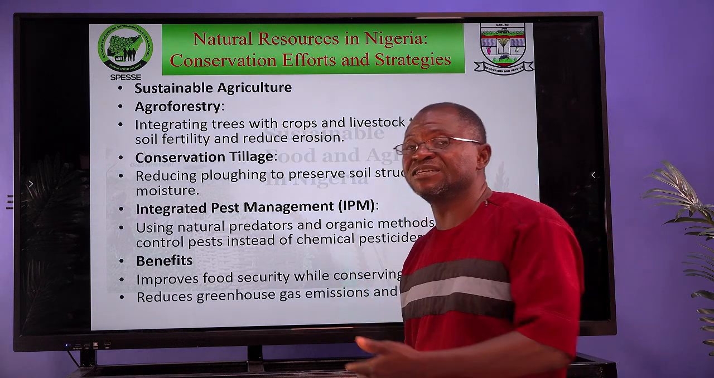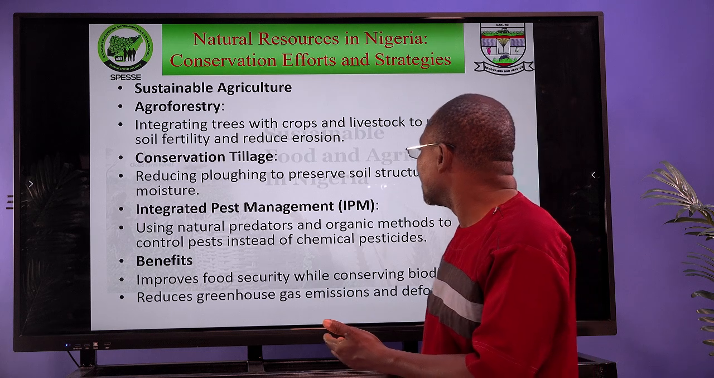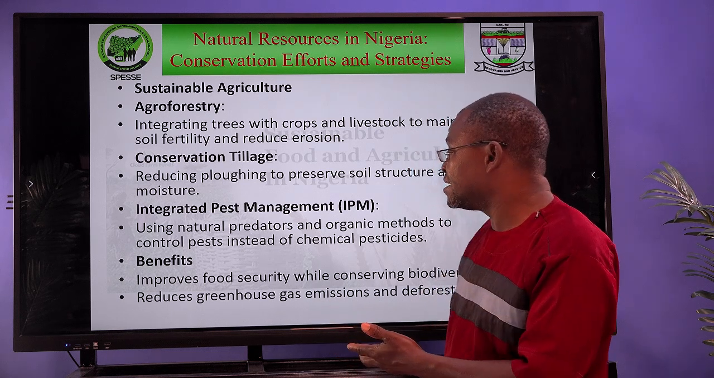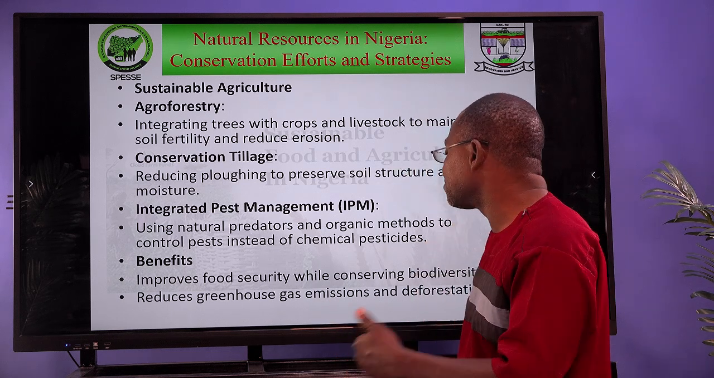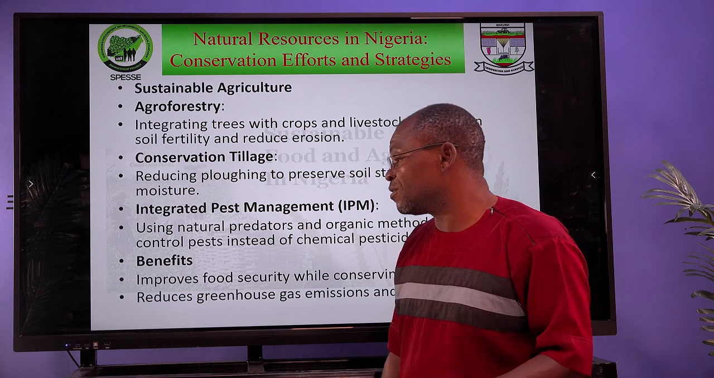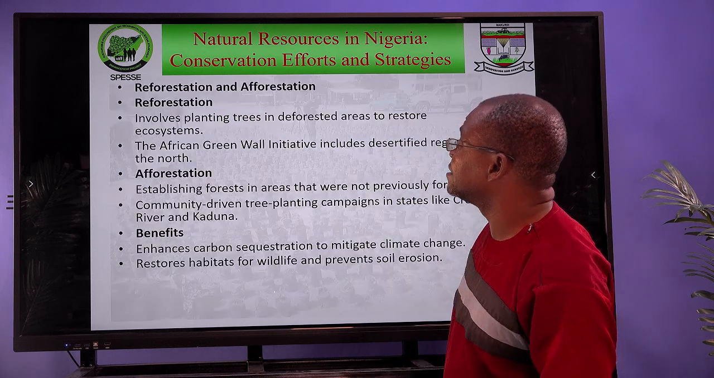Then natural resources management in Nigeria also encompasses sustainable agriculture, including agroforestry, conservation tillage, and integrated pest management that would limit the use of pesticides within the environment. So we have improved food security while we are also conserving biodiversity.